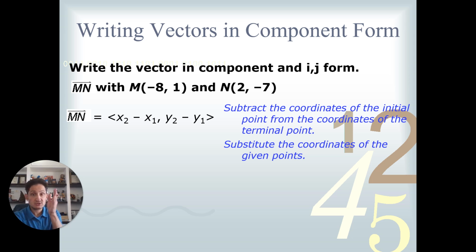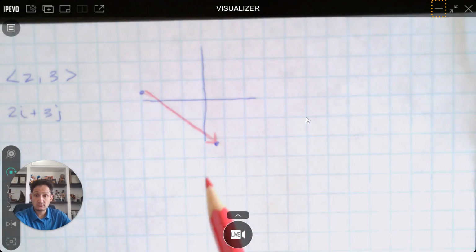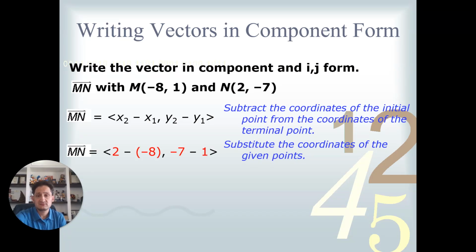So, 2 minus -8, 10. -7 minus 1, -8, which makes sense because positive x direction and then down. So yeah, 10, negative 8. Not hard.